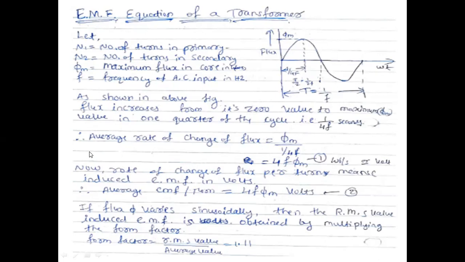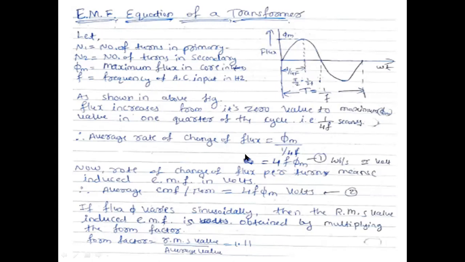Put this in a box, and you write this one as equation number 1. Its unit is Weber per second, or you can also call it volt. The unit of flux is Weber, and time means second only. So Weber per second we can write, or volt we can write here. You write this is equation number 1.